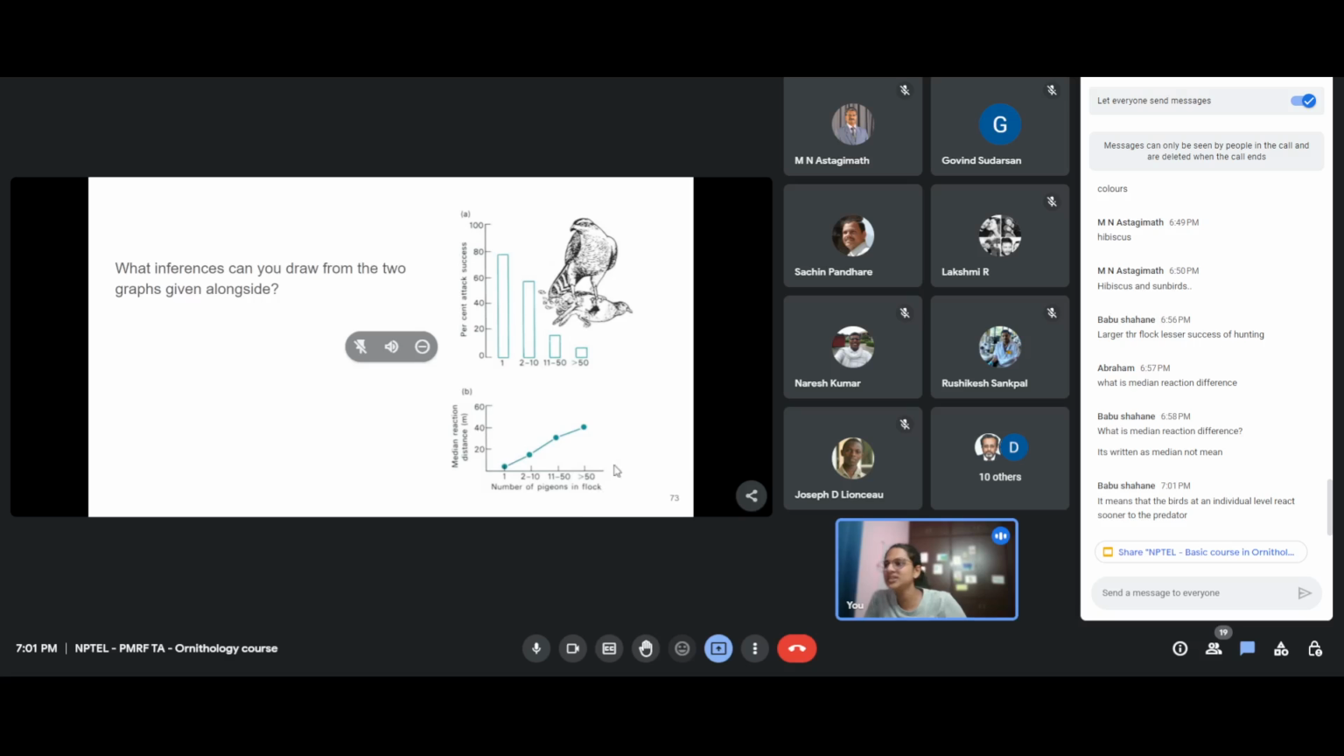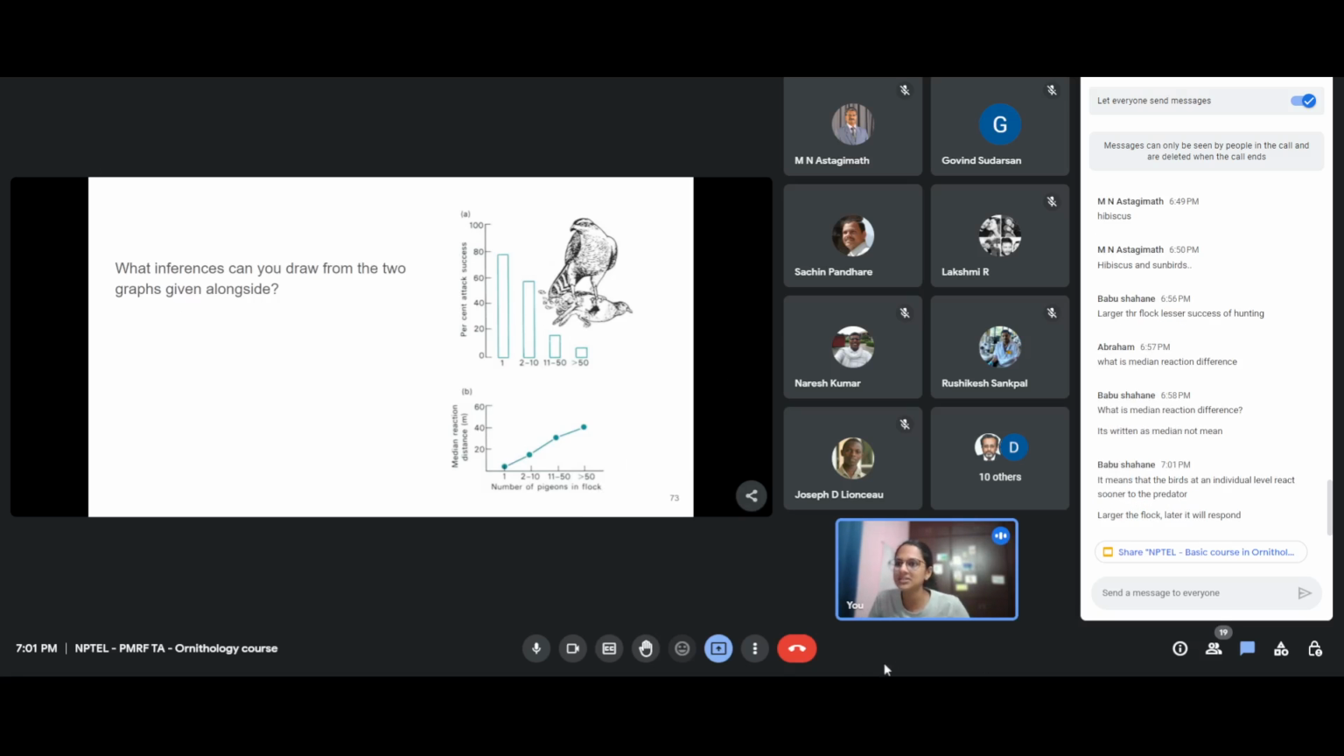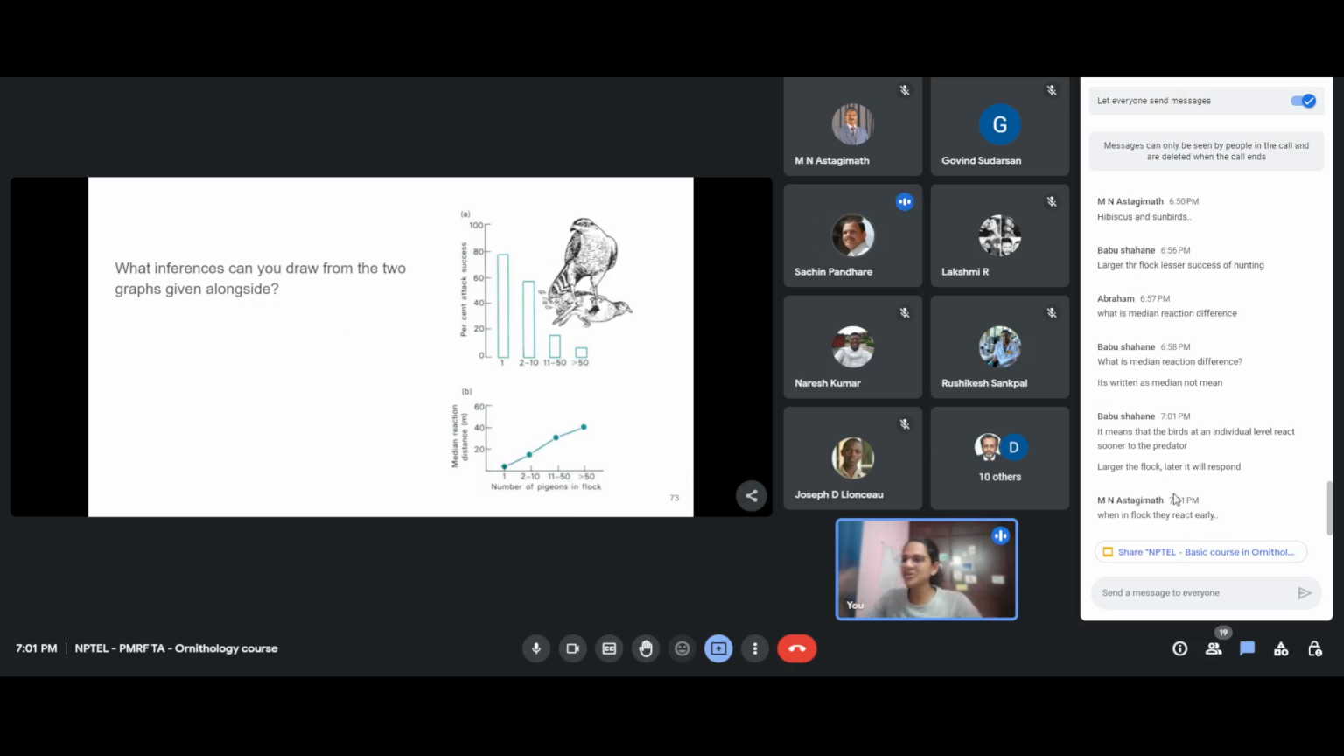So if you see the, I don't know, one second, let me just, no, larger the flock, faster, okay, we're not talking about speed of time. We are talking about the distance at which it responds. So no early, no late. We are talking about distance.